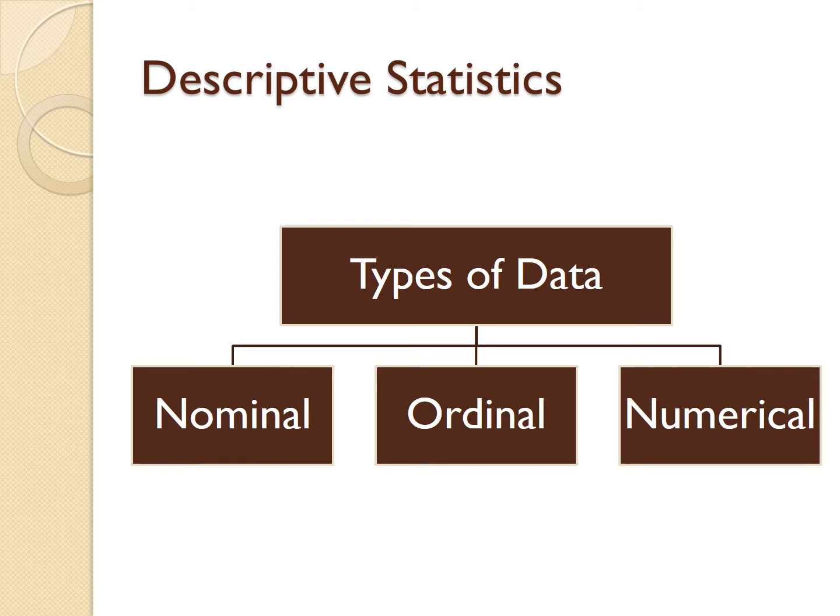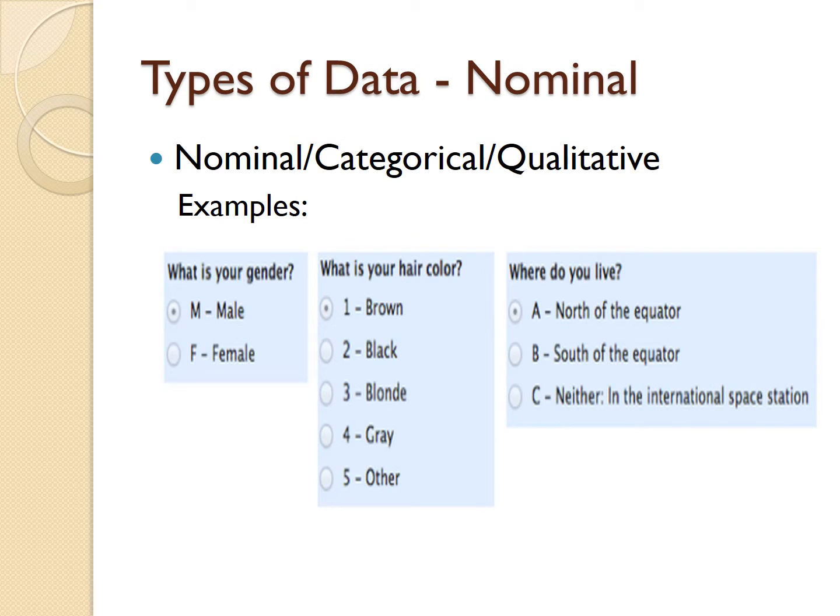To descriptively characterize the data, first we have to understand the type of data that we have. There are three types of data: nominal, ordinal, and numerical. Nominal data is also often characterized as categorical or qualitative data.